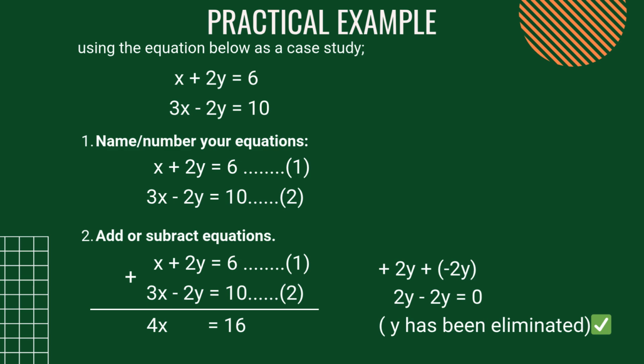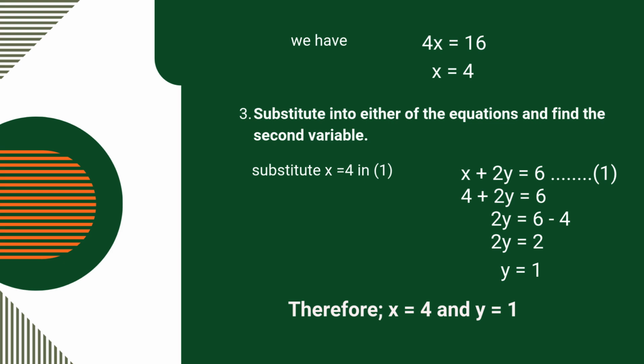Looking at this problem, I can easily tell that if I add 2y and minus 2y, it will give me plus 2y plus minus 2y, and plus multiplied by minus is minus. So we have 2y minus 2y, which is 0, and that way I've eliminated y. And that's what I did. Then adding further, I have x plus 3x will give me 4x. And 6 plus 10 is equal to what? 16. So we have 4x equals 16.